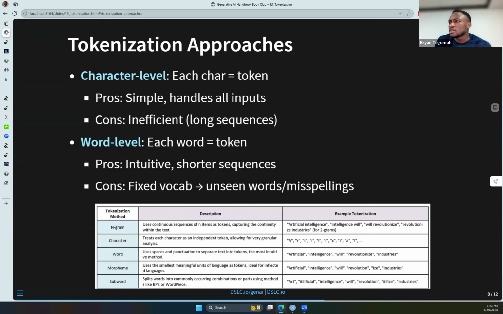Then we have different methods or approaches for tokenization. We have the character level tokenization approach, where each character is essentially a token. Some of the advantages here are that it's simple and it can handle all inputs. The con is that it can be inefficient, especially for long sentences, and you can get to a point where you have so many tokens that it is difficult to put it all together.